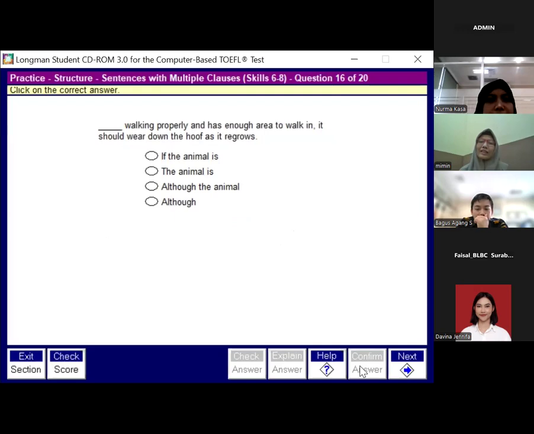Rini. All right, Kak Rini, please. Yes, I am. All right. Please read and complete the sentence. Blah blah blah working properly and has enough area to walk in. It thought wear down the hoof as it regrows. A. If the animal is. Okay, if the animal is walking properly. All right, next please.